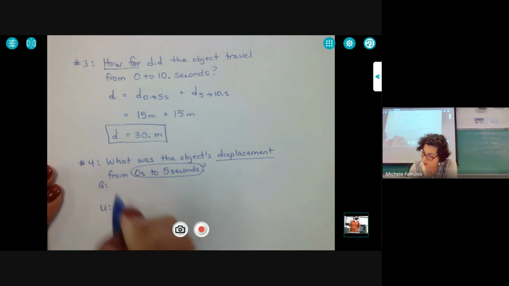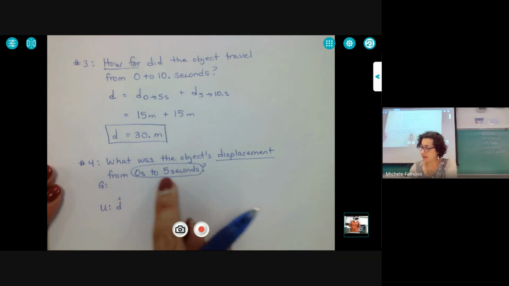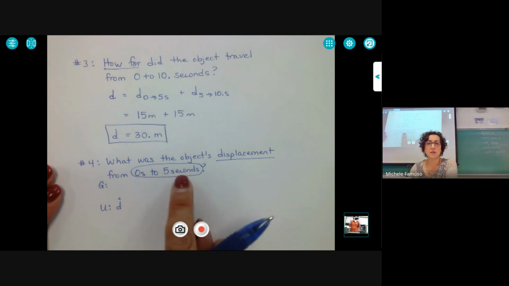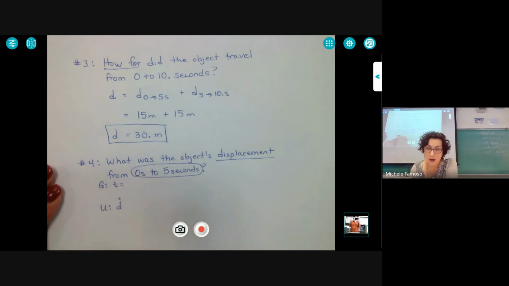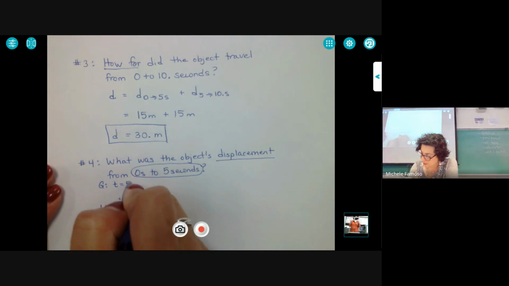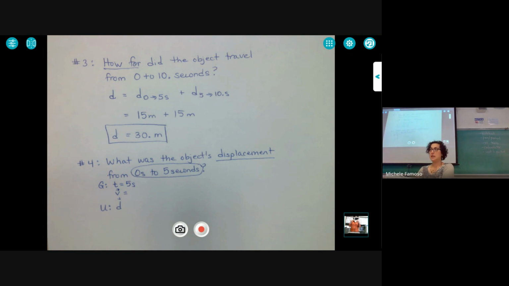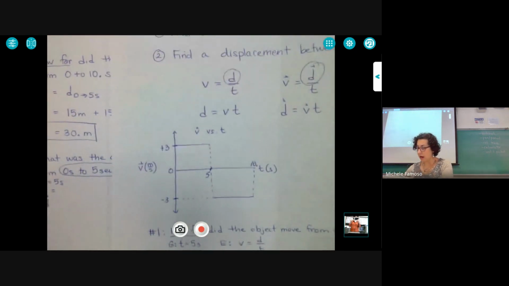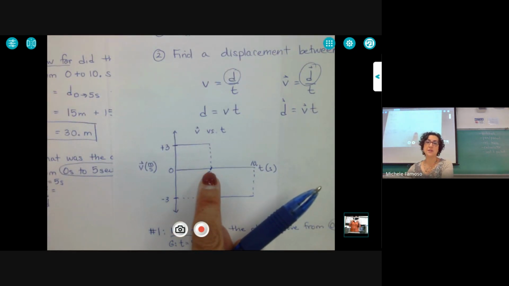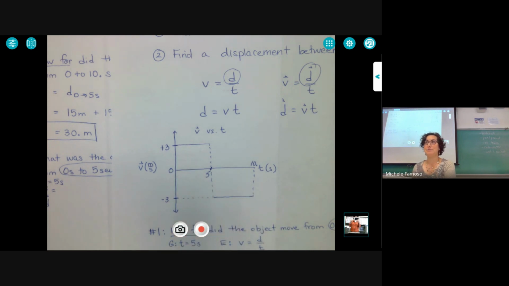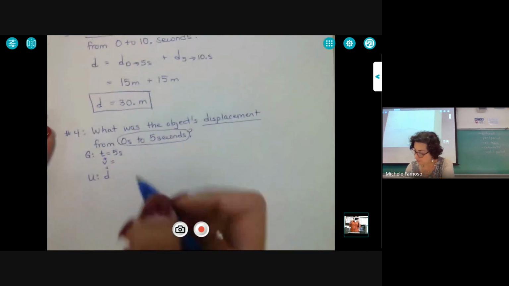So if I think about givens, this is one of them. What's this? That's your time, which is how much time? 5 seconds. The other thing we need is the velocity over that time period. And where do I get that from? The graph. We read the graph from 0 to 5 seconds. What is the velocity? Positive 3 meters per second. We need the sign on it because that's our direction.